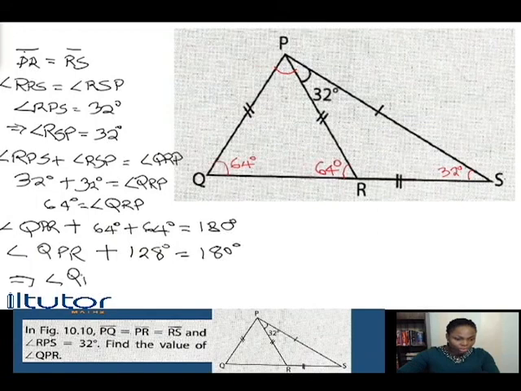So this will imply that angle QPR will be equal to 180 degrees minus 128 degrees. So our angle QPR is equal to 180 degrees minus 128 degrees, which will give us 52 degrees. So we found our angle QPR.